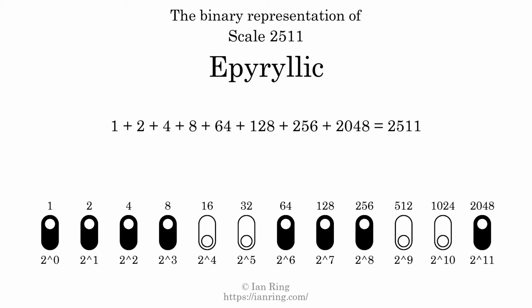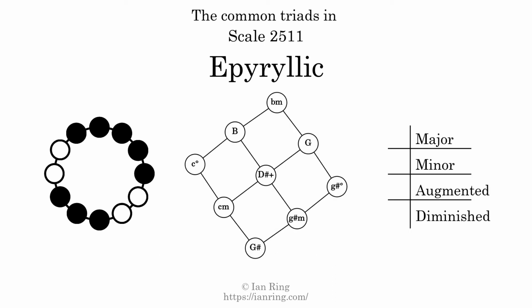2511. The scale number not only enumerates the scale with a unique index, but it also literally describes the tonal content of the scale. Represented as a binary number in base 2, the scale number is 1001110011111. Here are the common triads present in this scale.